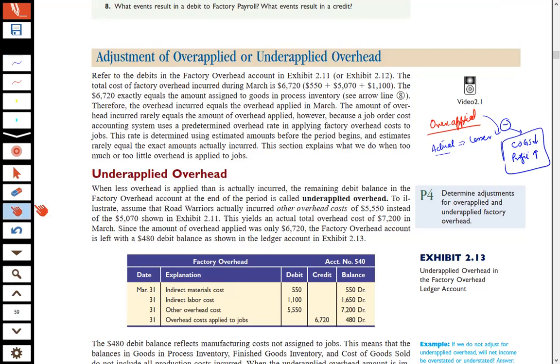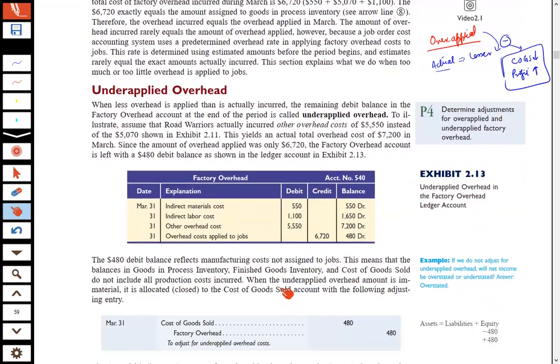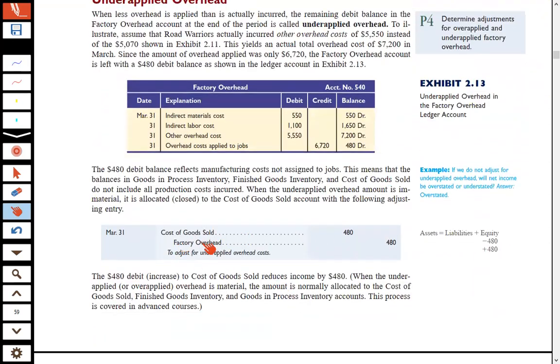Yes. And the reverse is for the under applied. In under applied, we will add that to the cost of goods sold, and ultimately while adding it, our profit will become lesser than earlier. Clear? Yes. Okay. This is now the adjustment in the cost of goods sold.